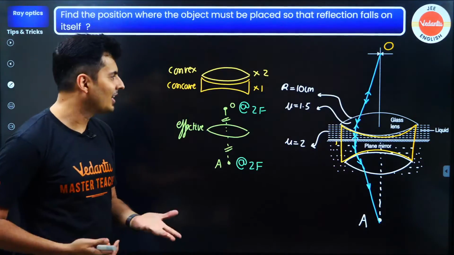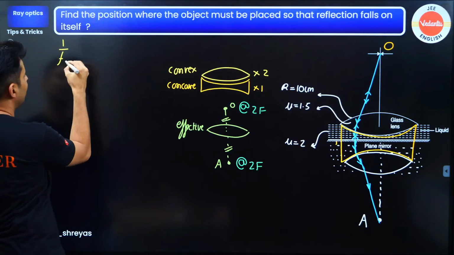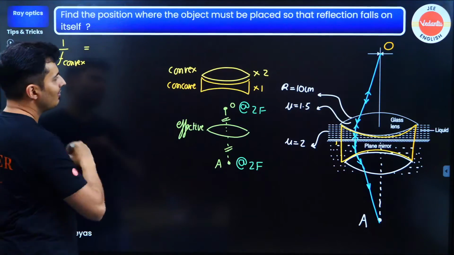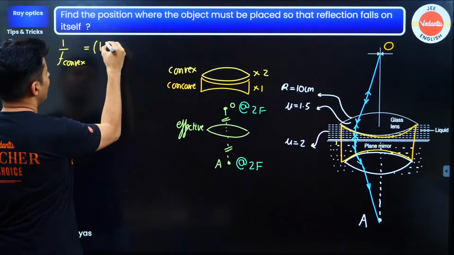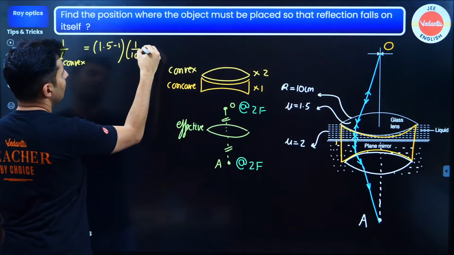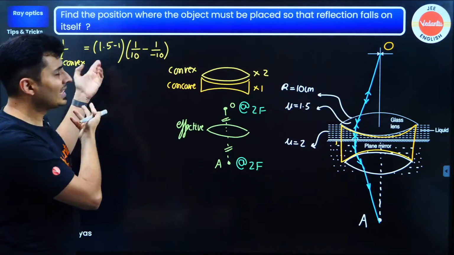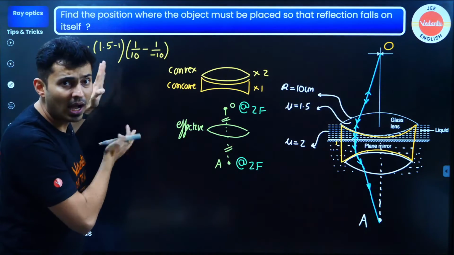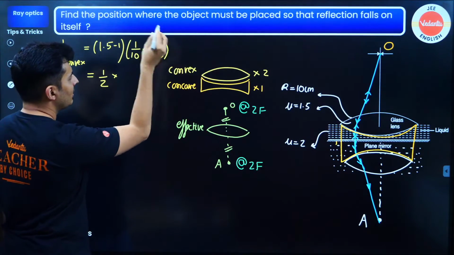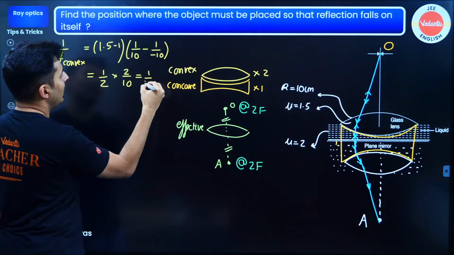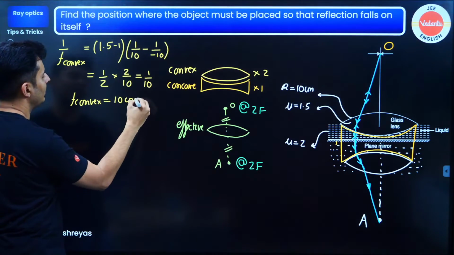Okay, so now I'm getting something. Oh, this is actually simple now. You just have to find the focal length of each one of them. So 1 by focal length of the convex lens, this glass lens, is nothing but (1.5 minus 1) into (1 by 10 minus 1 by minus 10), because I think 10 centimeters was the radius of curvature. Using the lens maker formula, (mu minus 1)(1 by R1 minus 1 by R2). Use the sign convention, you will get it. So 1.5 minus 1 is half. 1 by 10 plus 1 by 10 is 2 by 10. So this is going to be 1 by 10. So focal length of the convex lens is basically 10 centimeters.